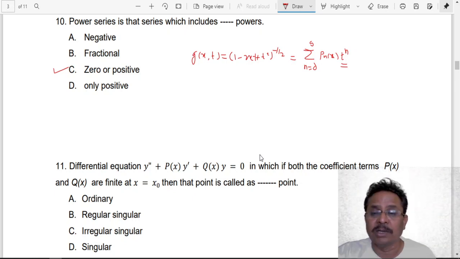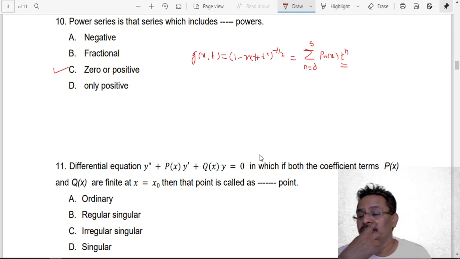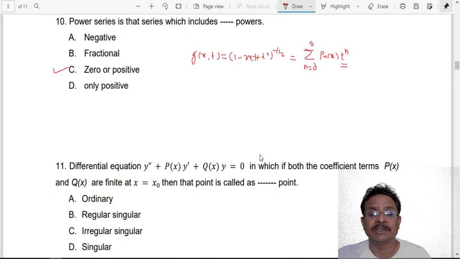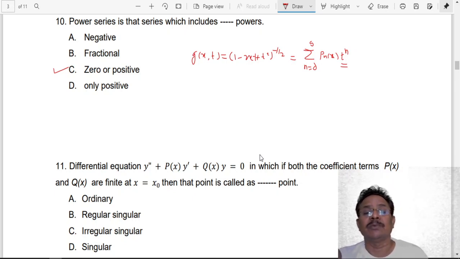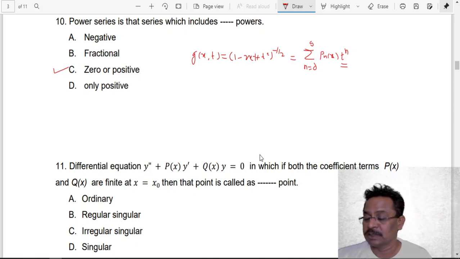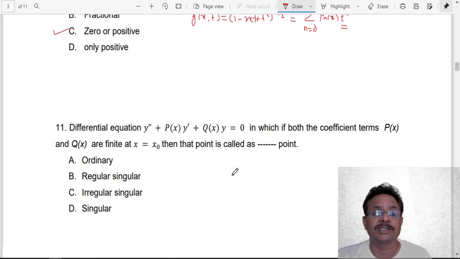For all other polynomials, the same is true. We are going to expand this type of generating function around t equal to 0, and whatever powers we get all have their powers either positive, or in some cases 0 power is also possible, t raised to 0. That type of powers are possible, and then we get all these types of special functions that we have discussed in all our discussions.